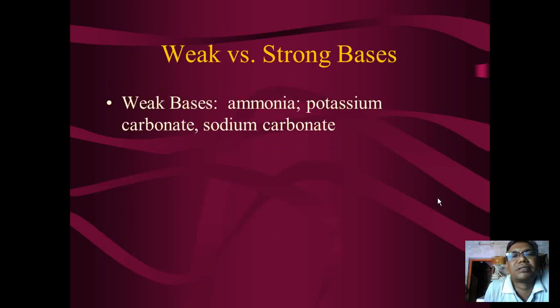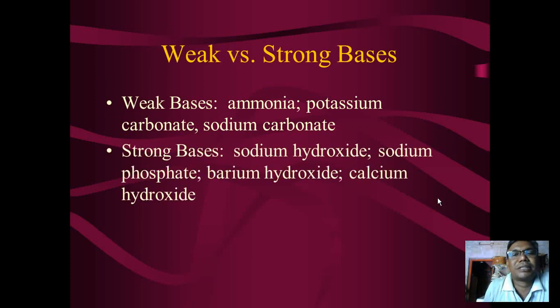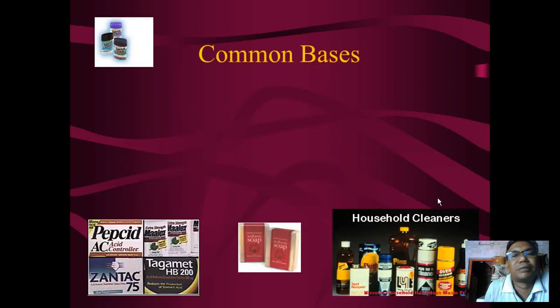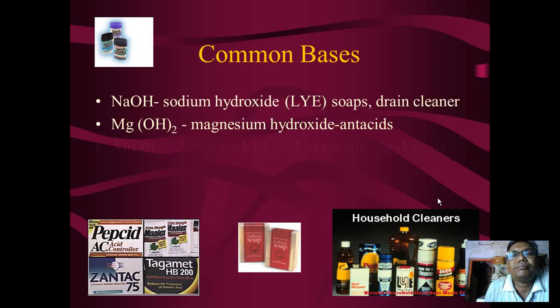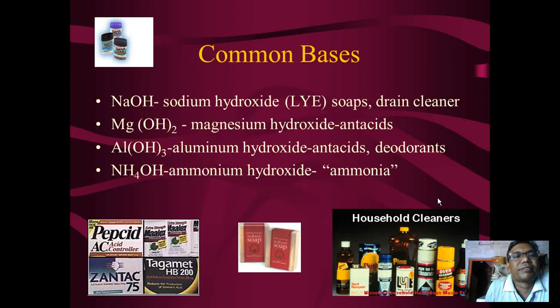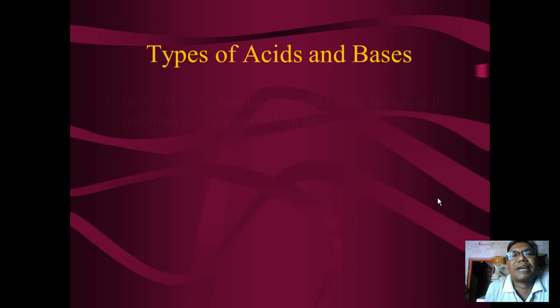Weak bases are ammonia, potassium carbonate and sodium carbonate, whereas strong bases are sodium hydroxide, sodium phosphate, barium hydroxide, calcium hydroxide. Common bases are used for household cleaning and soap, and also as antacids. Sodium hydroxide is used for drain cleaners or soap, magnesium hydroxide for antacids, aluminum hydroxide for antacids and deodorants, and ammonium hydroxide for ammonia.